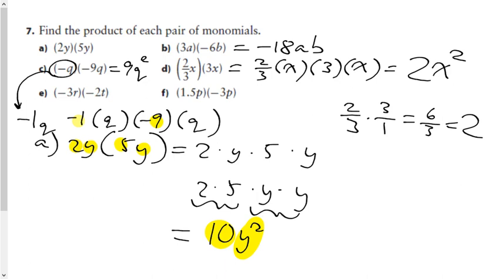Question E, negative 3 times negative 2 is positive 6, excuse me. R times T, element of P, Q, R, S, T is going to be RT, alphabetical order. So 6RT, that looks like art. And finally, the last one, 1.5 is a coefficient and negative 3 is a coefficient. If you think about just 1.5 times 3, that's 4.5. So it's going to be negative 4.5 P squared.